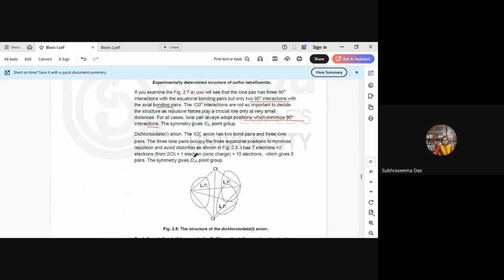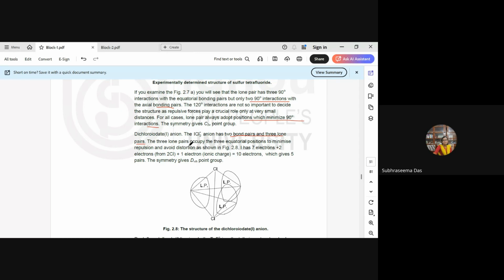Then again we will look into the dichloroiodate ion, that is the ICl2 minus ion. This ion has two bond pairs and three lone pairs. So the total number of electron pairs is 3 plus 2, that is 5. As per our theory, this molecule should occupy a TBP structure. But because we have two bonding pairs and three lone pairs, the geometry of ICl2 minus is changed.